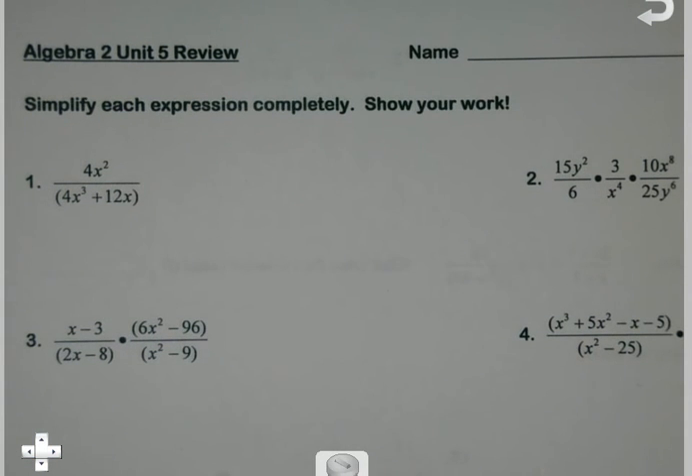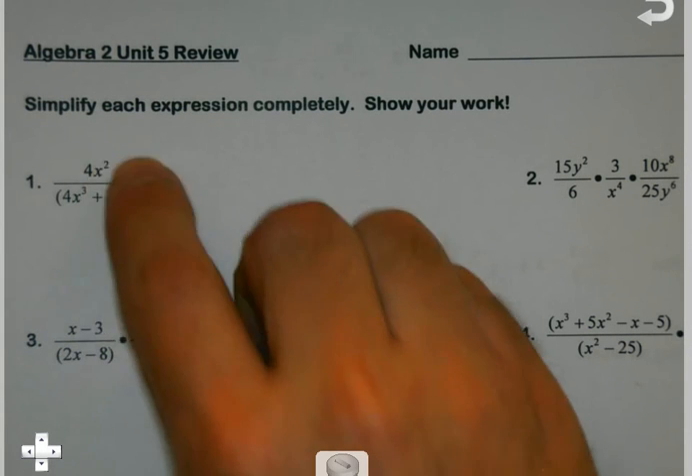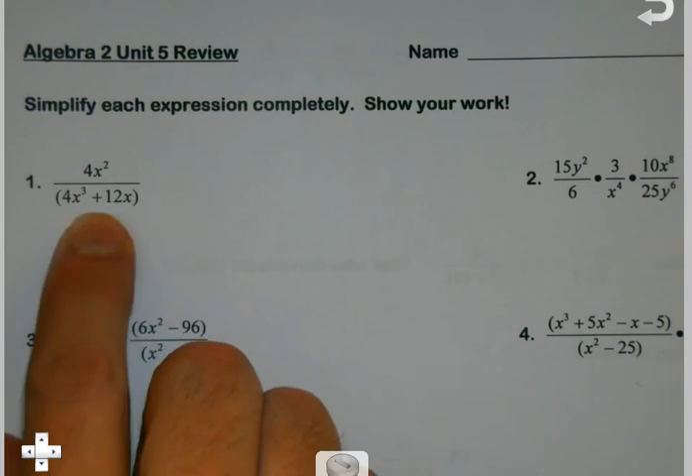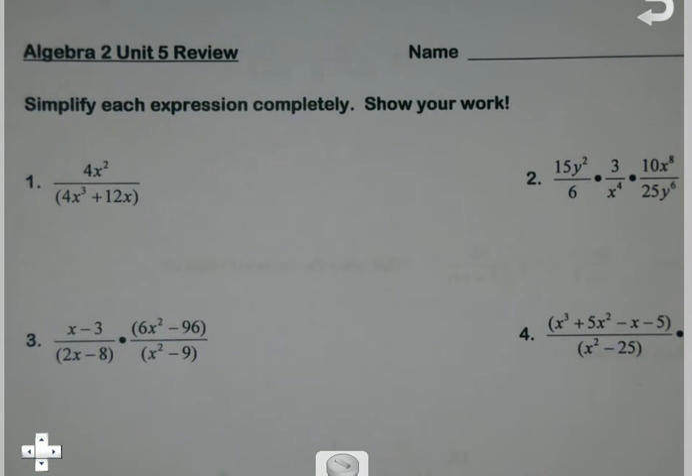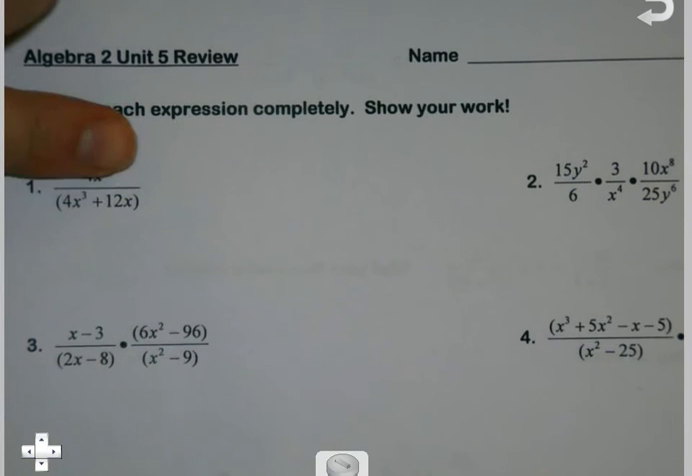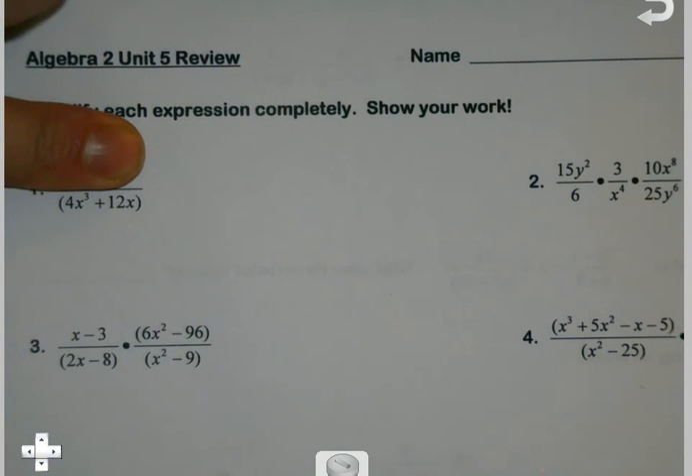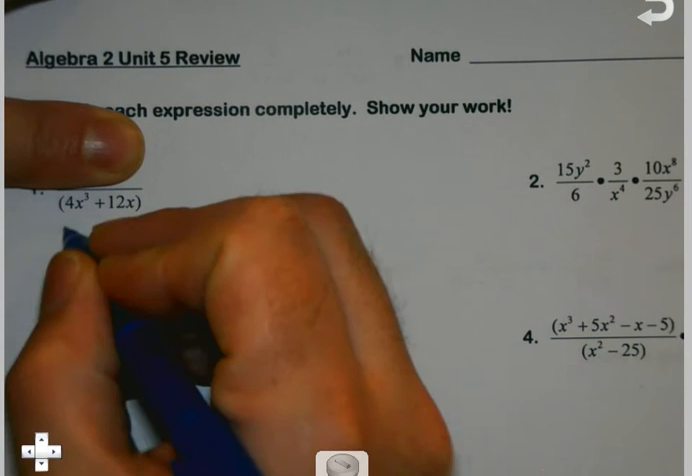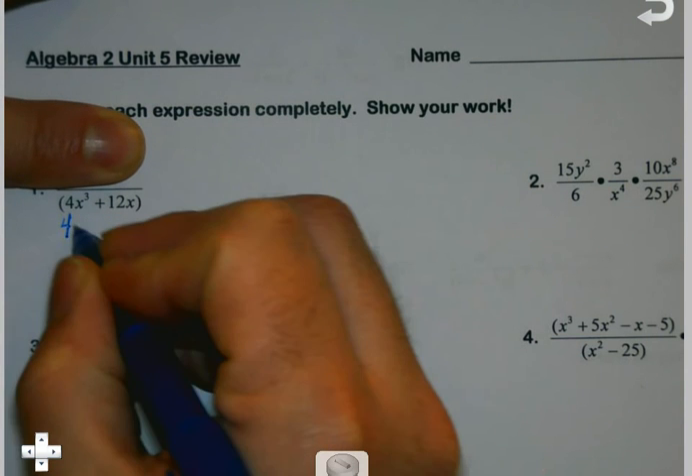But when I look at this, it helps remind me, hey, I can't cancel these 4s or these x's right away because these guys are bonded. Okay, that plus bonds them, but the parentheses just remind me of that. But it doesn't mean I can't do anything. So if I look at that denominator for a second, do those two terms have anything in common? Okay, 4 and an x. Good call.